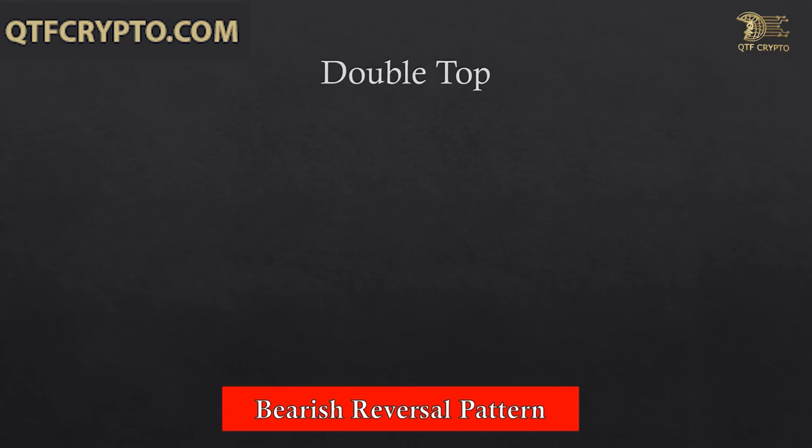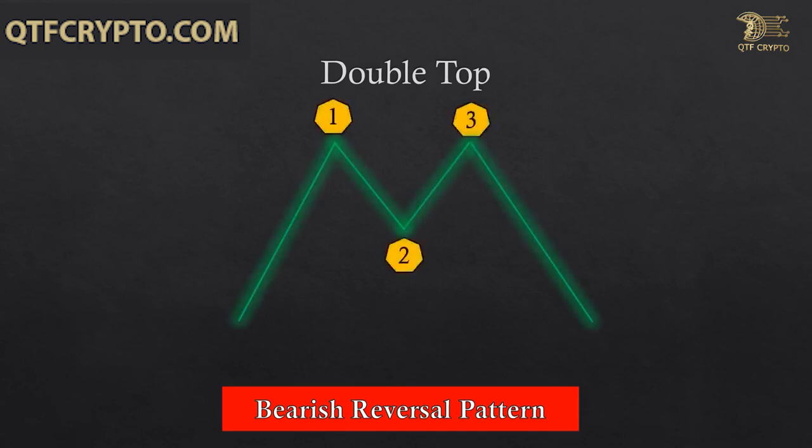This pattern is formed by 2 highs that sit in the same price level. It's a bearish reversal pattern, so price will be going up, and then a double top will appear to signal a reversal to the downside. The double top is confirmed when the breakout line that comes out of number 2 is broken to the downside.